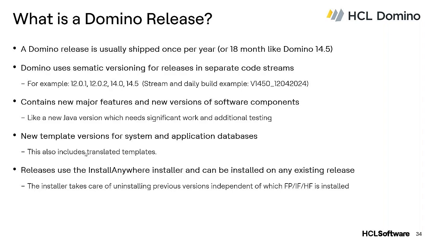So a release is really a new major release with new features. It has a release number. It is a different code stream. You see that here, right now, we are in code stream 14.5.0 underscore and then a date number. So this is what you see in the early access. That's the early access 2 build. And that turns later into the 14.5 release.